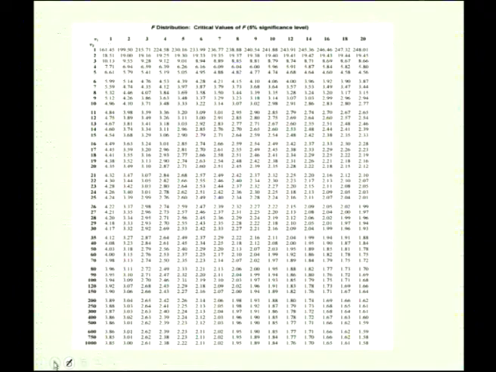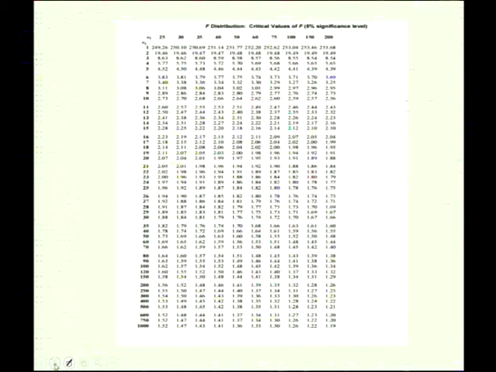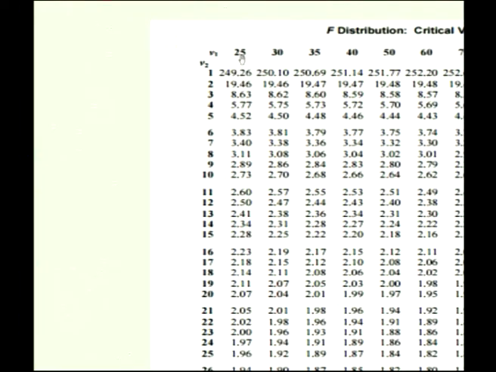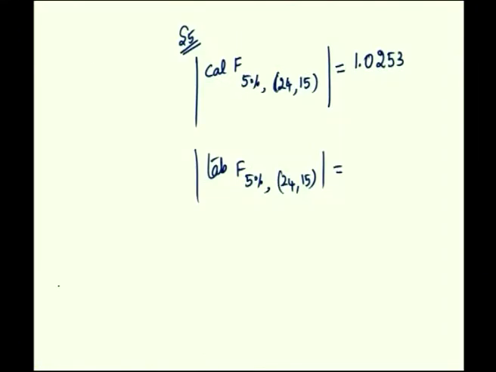Just refer to the tables. Actually, 24 is not directly available for the numerator. After 20 we have directly 25. Since 24 is not available, we take 25 and the corresponding 15 degrees of freedom, that is 2.28. Our tabulated value is 2.28.